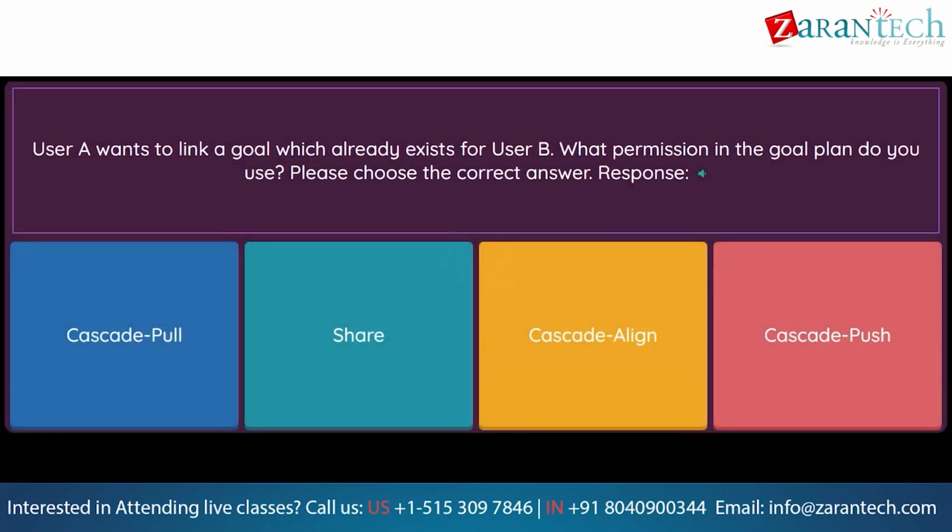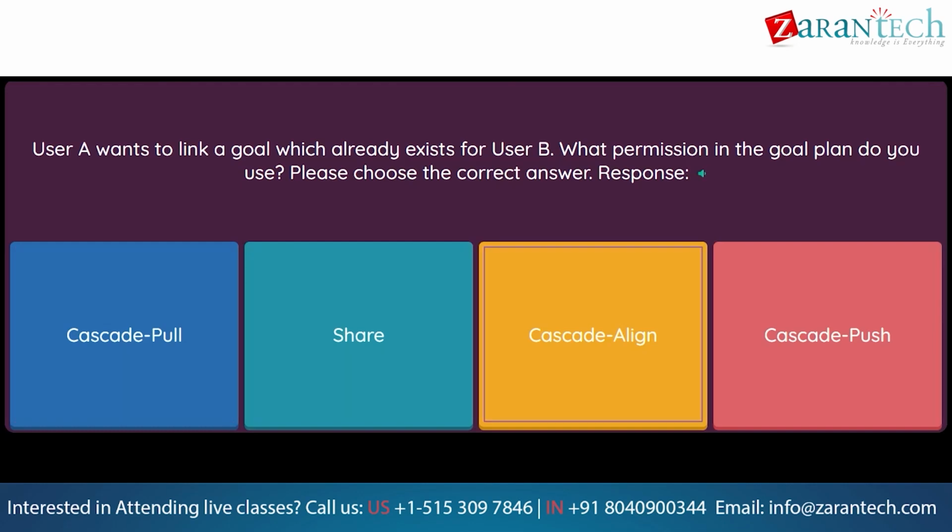Question: user A wants to link a goal which already exists for user B. What permission in the goal plan do you use? Please choose the correct answer. Response. Option 1 Cascade Pull. Option 2 Share. Option 3 Cascade Align. Option 4 Cascade Push.